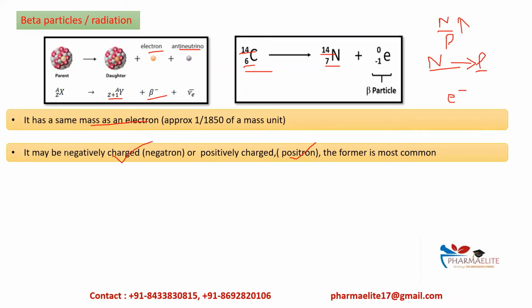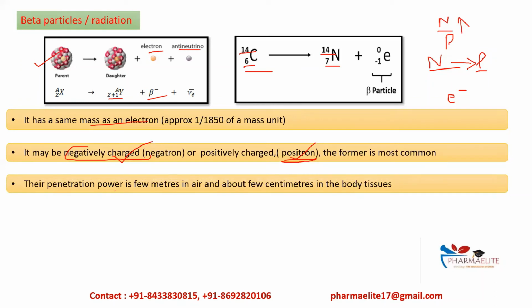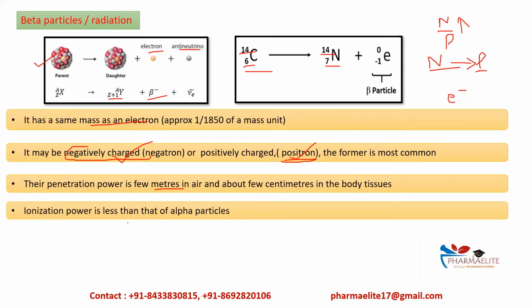ये हमने example अभी देखा electron का. Then this positron example I will discuss with you shortly. The former is the most common. This release of an electron or beta particle is very common. The penetration power is a few meters in air and about a few centimeters in body tissue. इसकी जो penetration power है वो alpha से थोड़ी ज्यादा है. Then the ionization power is a little less than the alpha particles.